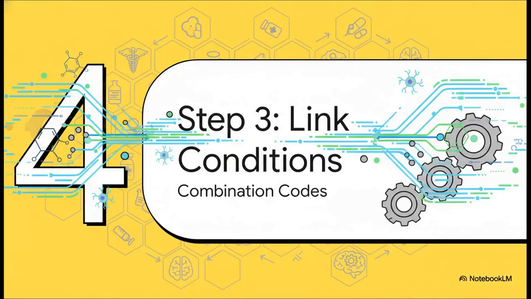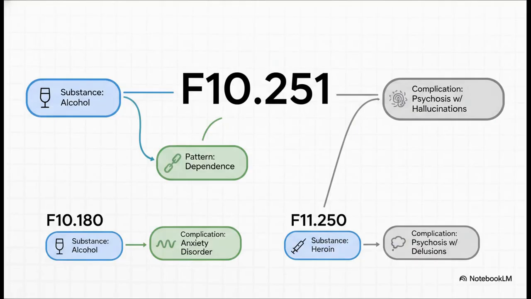All right, on to step 3. This is where the system gets really smart and, frankly, super efficient. We're talking about linking the main disorder directly to any conditions it caused, all thanks to something called combination codes. I mean, just check out these examples. A single code like F10.251 tells you the whole story. We've got alcohol dependence that's led to a psychotic disorder with hallucinations. Or look at F11.250, that's heroin dependence with psychosis and delusions. It's pretty amazing, right? All of that clinical detail, all that context, is packed into one single powerful code. That's the real elegance of this system.